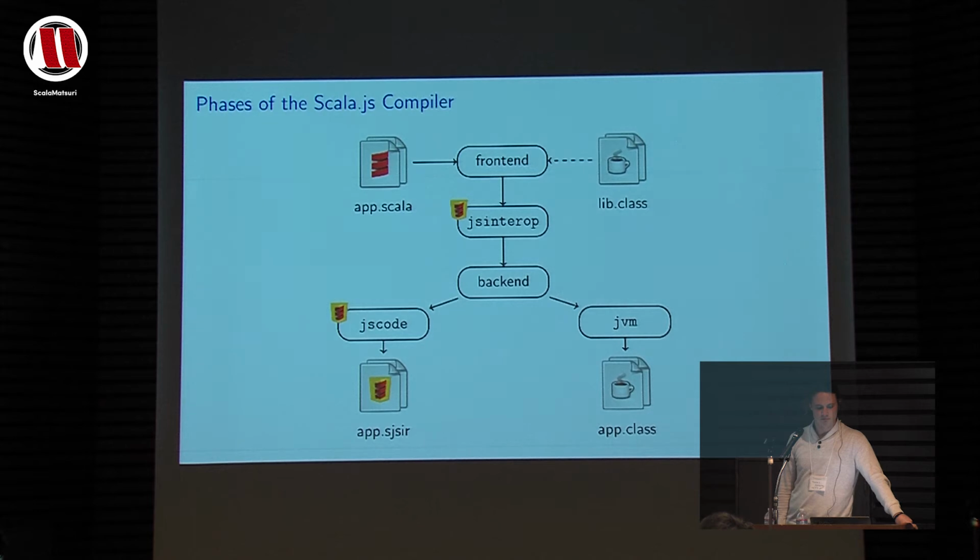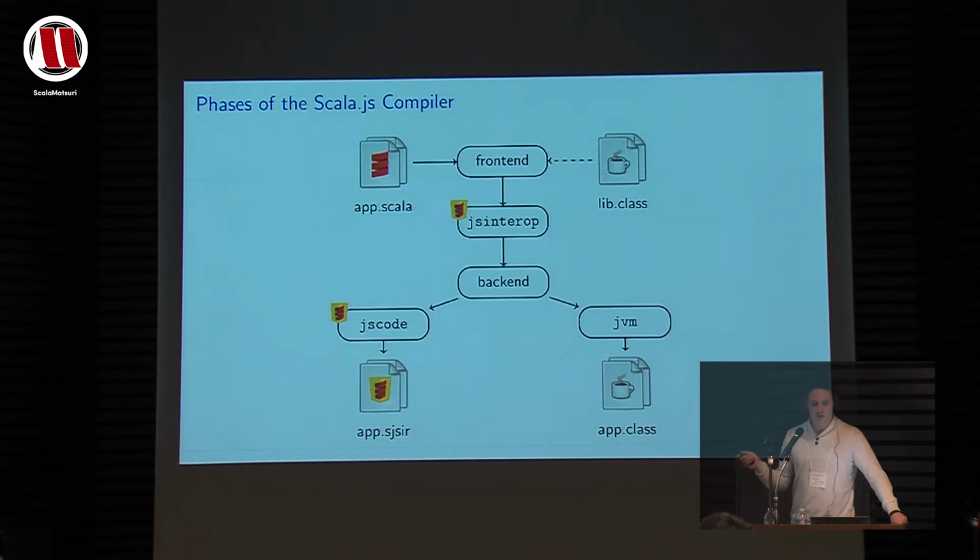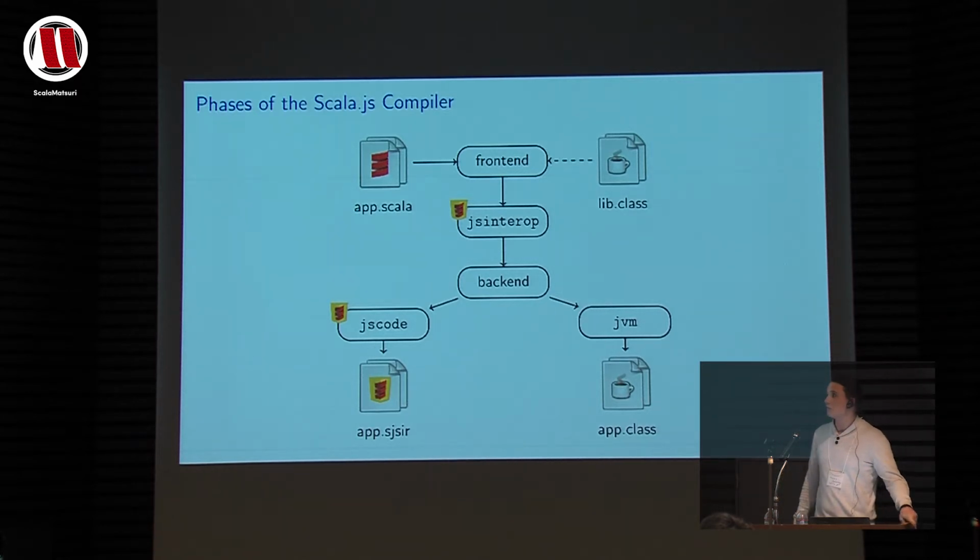Okay. So what happens here? We have the app.scala file. We feed that into the front end. The front end does parsing, typing. In the typing, there's type inference happening, implicit resolution, macro expansion, all kinds of niceties. The front end is also the part that uses the other library to figure out whether the usage of the list type in our example is correct. The JS interop phase, one of the phases of the Scala.js compiler itself, is mostly here for error detection. It also prepares exports. I'm going to show you how that exactly works.